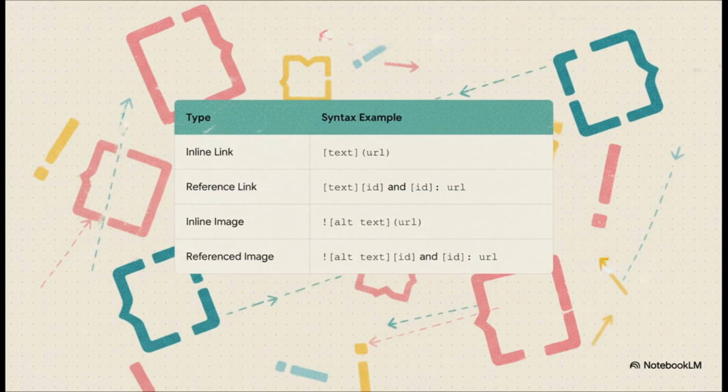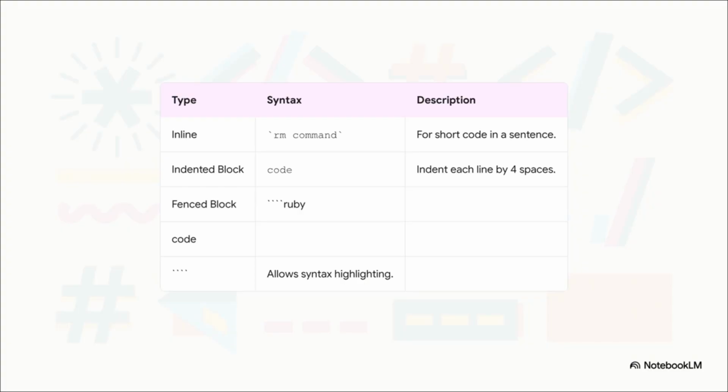Let's break this down. For a basic inline link, the text you want people to see goes in square brackets, and the URL goes right after it in parentheses. A reference link is a little different. You define the URL somewhere else in the document, which helps keep your paragraphs from getting cluttered. But here's the most elegant part. An image is just a link with an exclamation point at the very beginning. That's literally it.